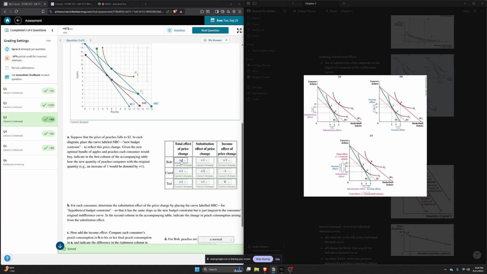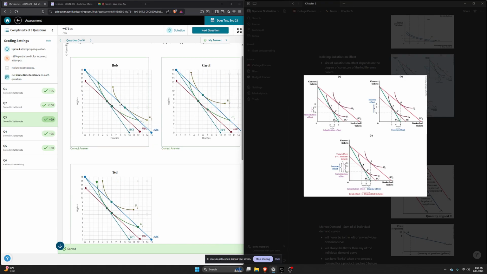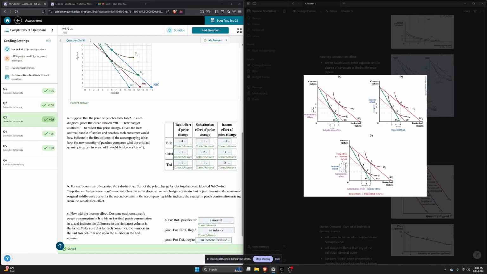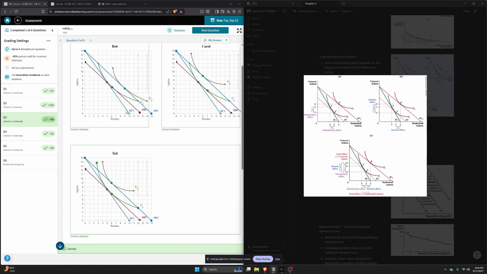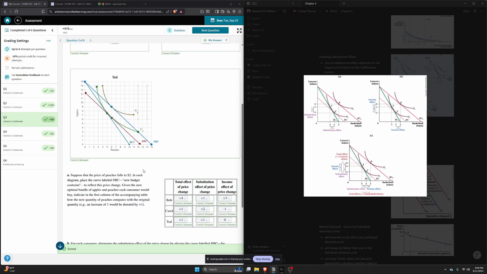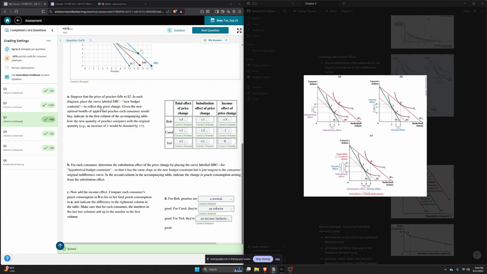All right, and then you look at the total effect of price change. So you see the new utility curve is going to be at 9 and 6. And that's a change from BC1. So I think it's to indicate how many peaches they would buy.